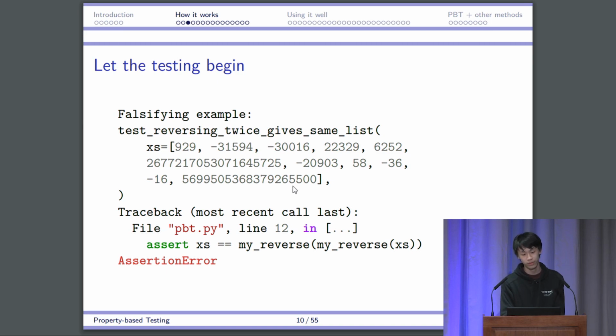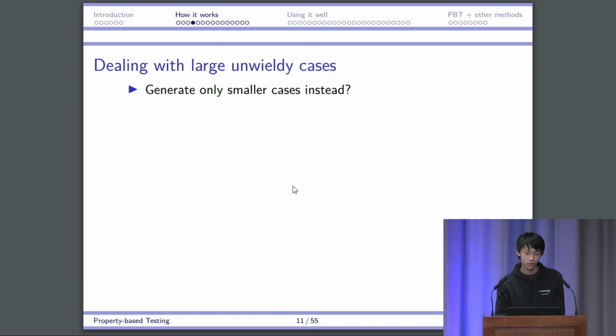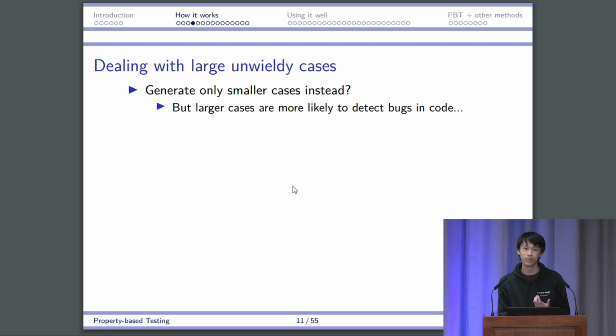So how do we deal with them? Well, what if we generate only smaller cases instead? No. Larger cases are more likely to detect bugs in code, right? So we actually do want larger cases to generate, but we only want smaller cases to debug. So we kind of have this trade-off here.